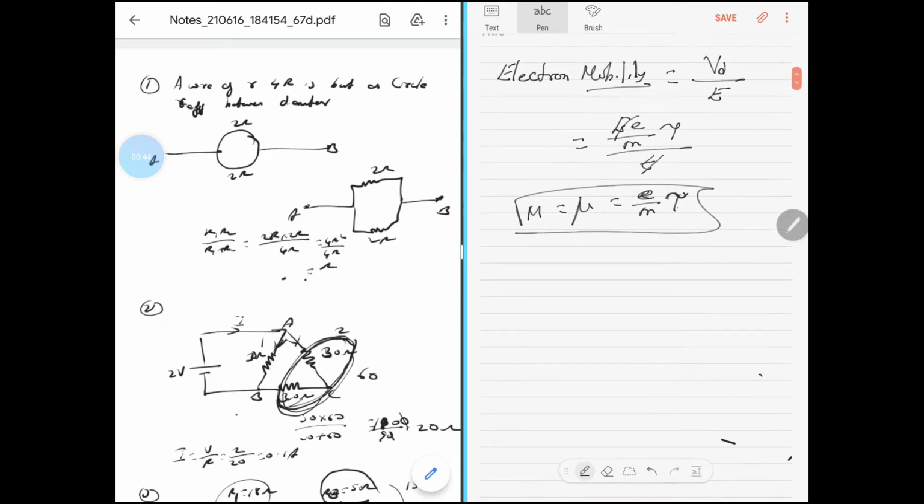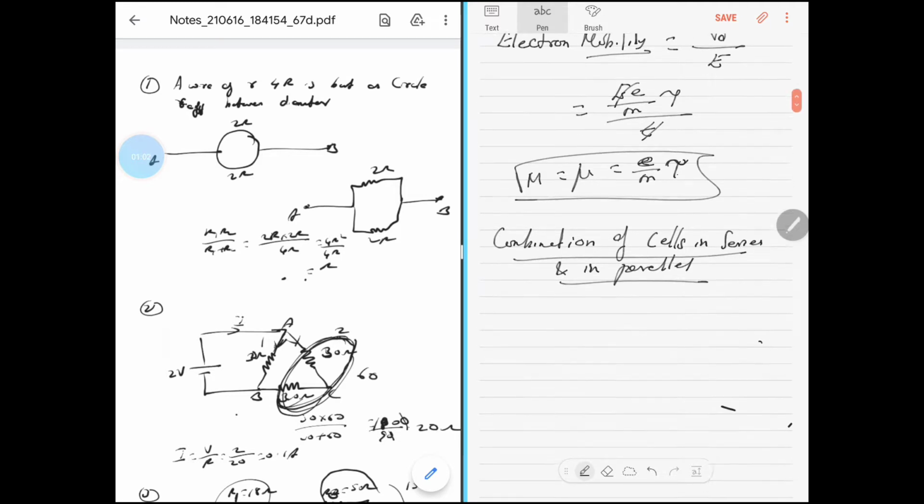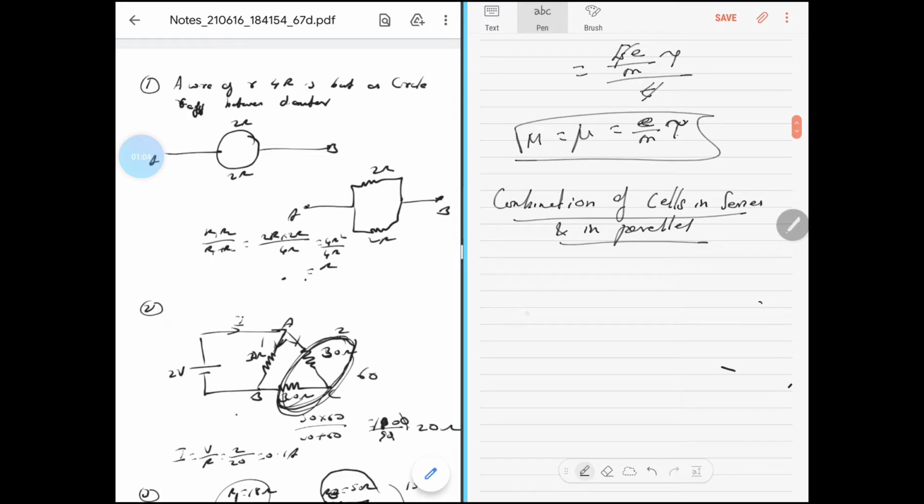And there is a derivation in the textbook for the combination of cells in series and parallel. Combination of resistors in series and parallel, you already know, I don't have to teach you, you've learned it in 10th standard. This is combination of cells in series and in parallel. You will have this as a derivation which comes in every exam, but now that it's become MCQs, I'm not sure, but it's very important in general.